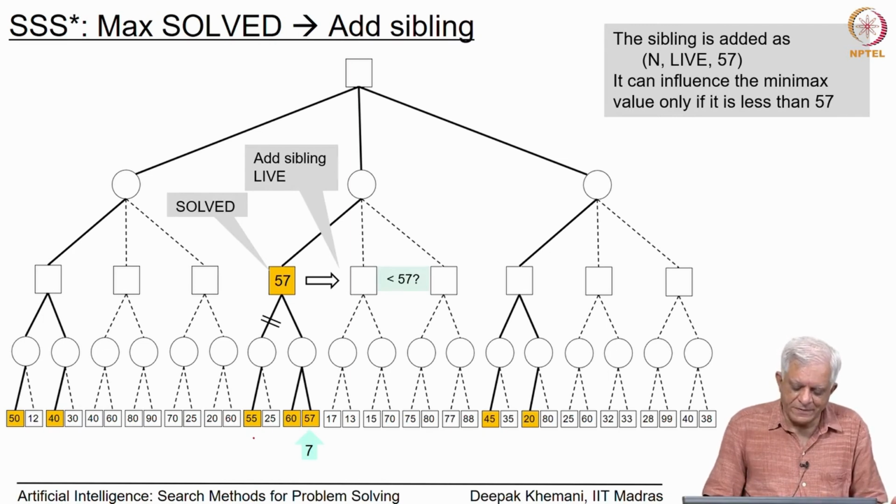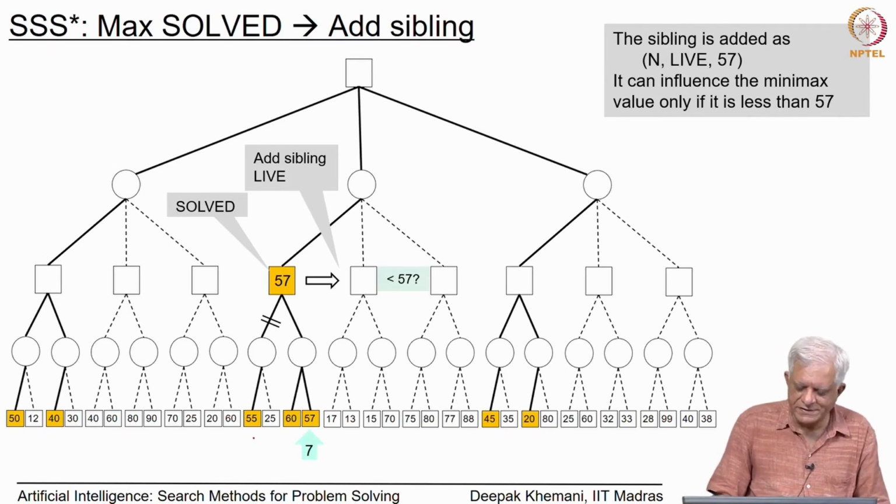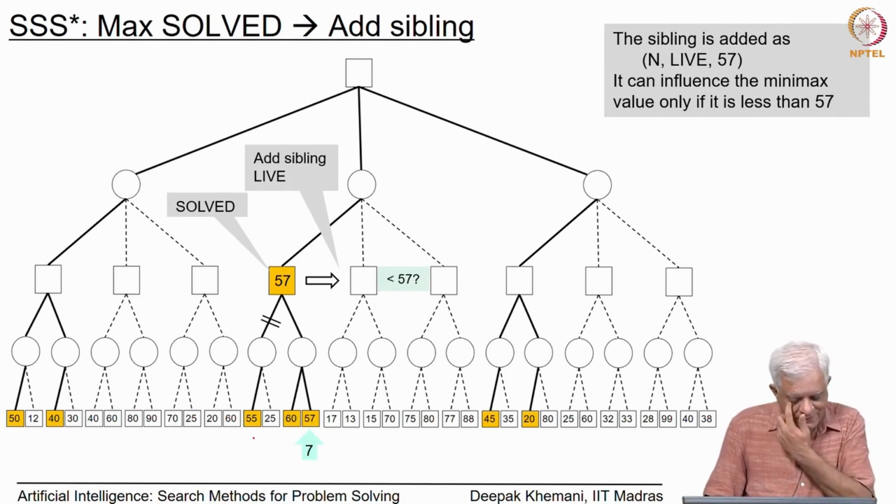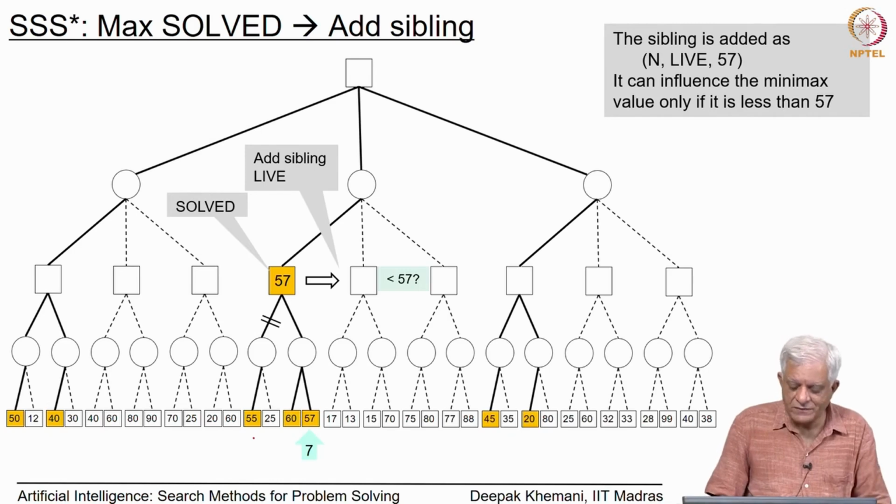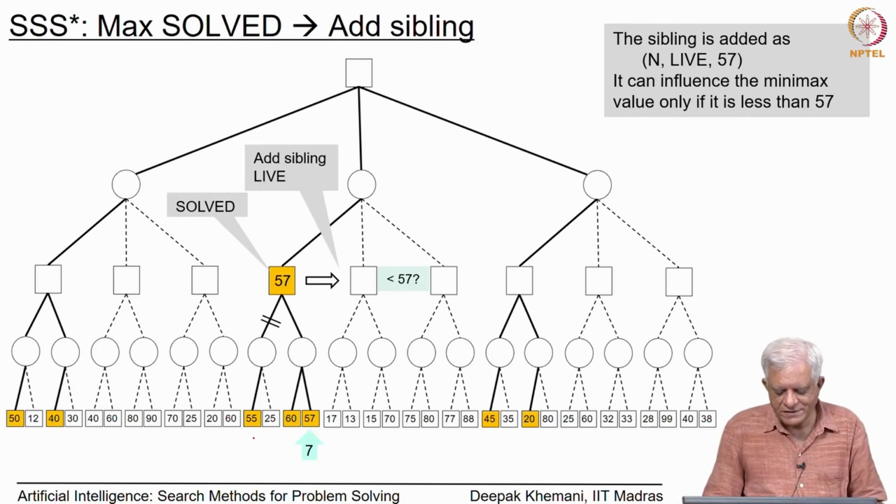The parent will be interested only as long as this sibling remains less than 57. The moment this sibling becomes higher than 57, this parent is going to lose interest in that. But we do need to know whether this cluster whose upper bound is 57 is going to go down in value or not, and that is why we add its sibling, but with a bound of 57 and then we recursively solve the cluster.